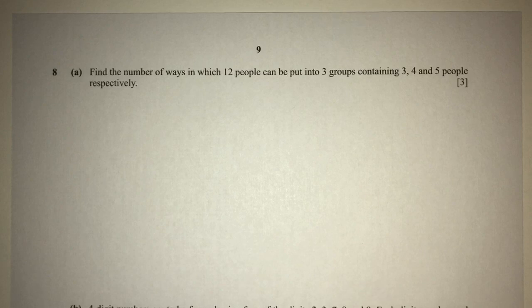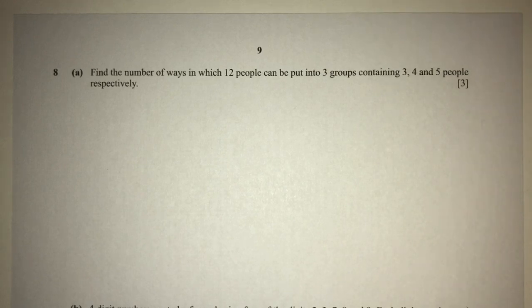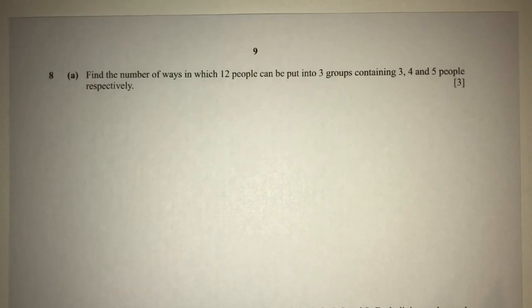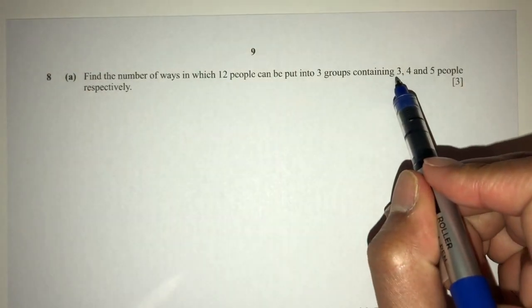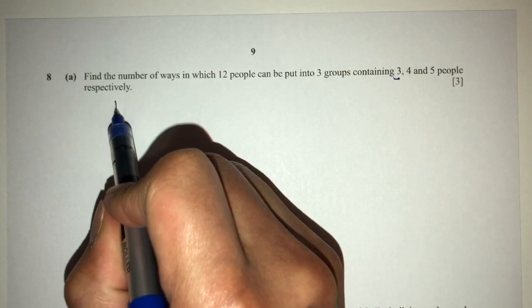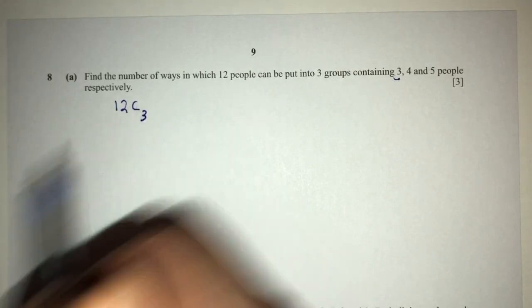Okay, so let's move on to question number 8. Find the number of ways in which 12 people can be put into 3 groups containing 3, 4, and 5 people respectively. So pretty easy. For the first group, I will choose 3 people. So from the 12, I can choose 3.